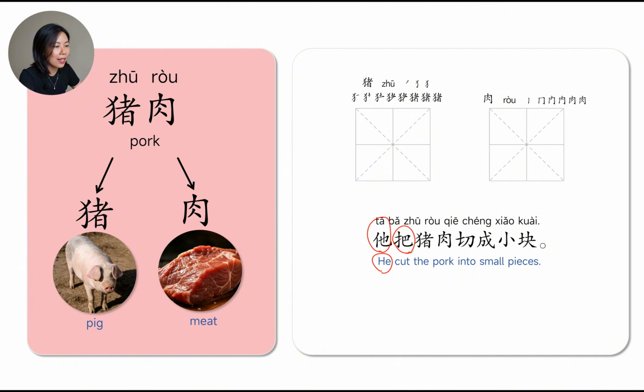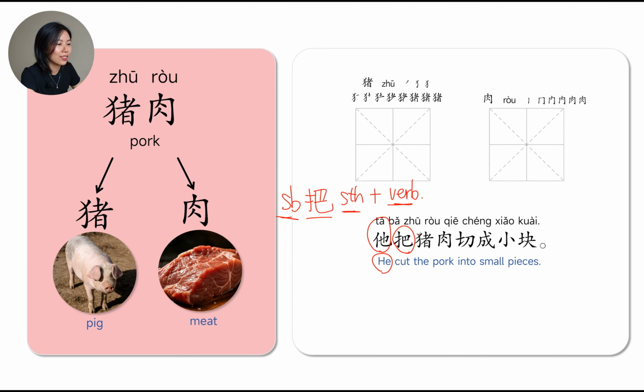The 把 is actually a grammar structure. We have the 把 sentence. We say somebody 把 something and then the verb. So it's like somebody has this something to do something. We'll go through the whole sentence and then you will understand this structure.